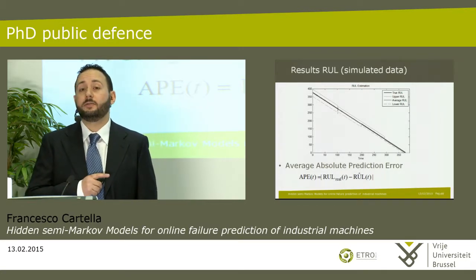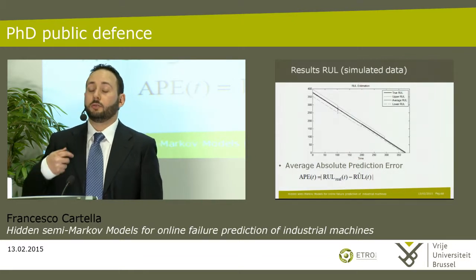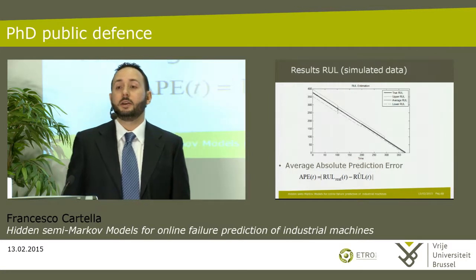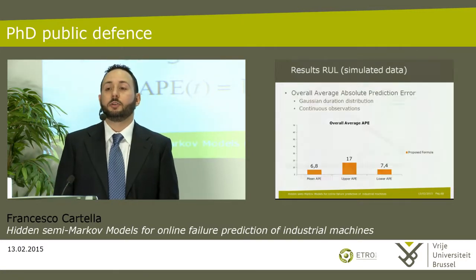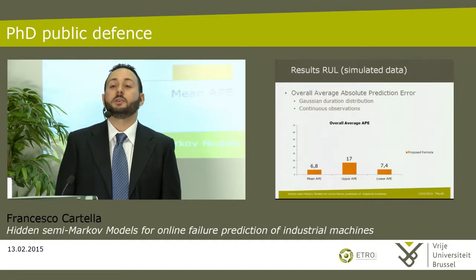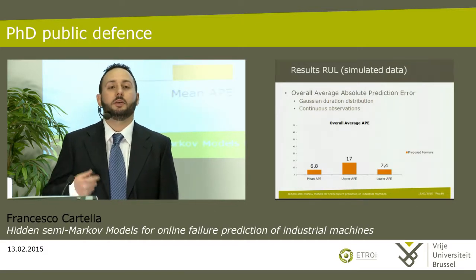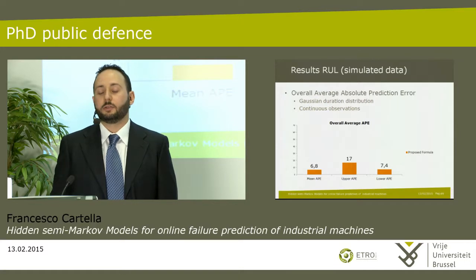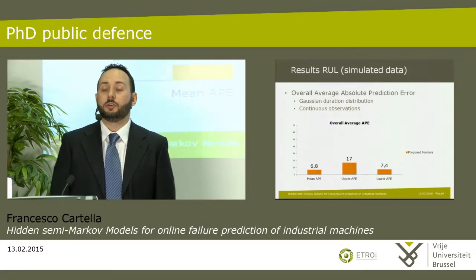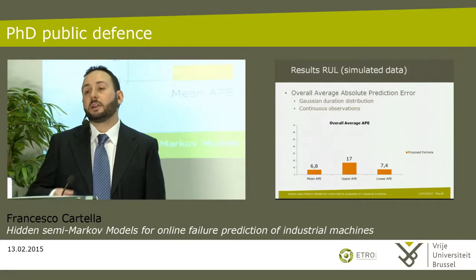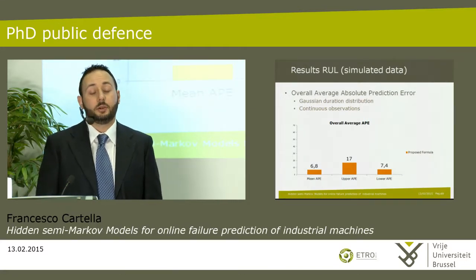And as we can see from this figure, the estimation performed was quite accurate. And in order to numerically estimate the goodness of this estimation, we consider the average absolute prediction error. And as we can see from this slide that represents one particular experiment that I performed in my dissertation, we obtained quite low values of average absolute prediction error. It means quite accurate remaining useful lifetime estimation.